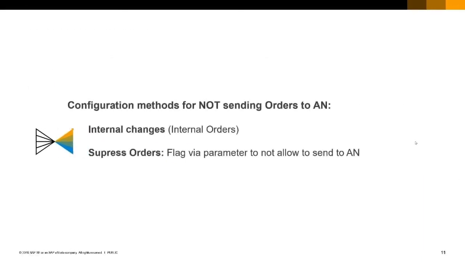For finishing this session, remember we have seen two different ways of avoiding sending orders to Ariba Network. Internal orders, which are enabled by default, and the Suppress Orders flag, which needs to be enabled. As you can imagine, they can both be combined as well, depending on the needs you may have.